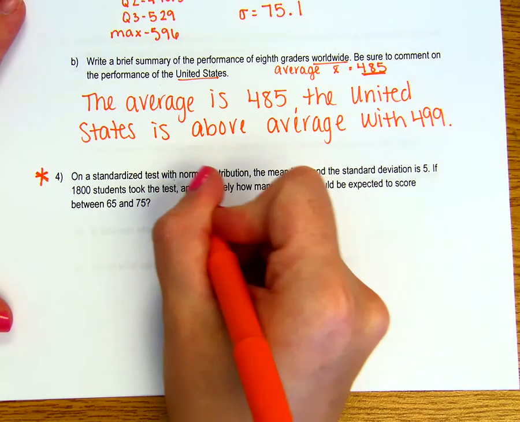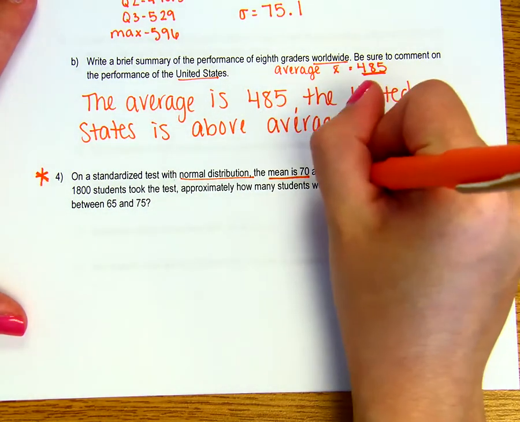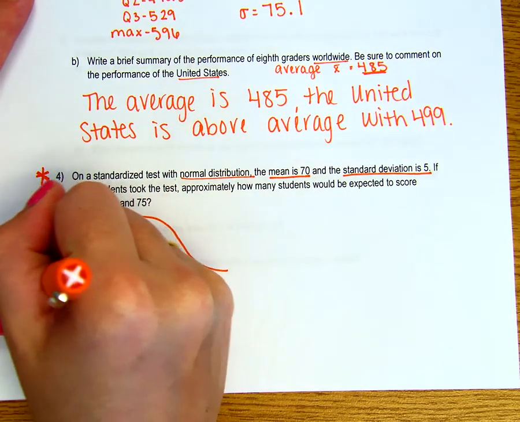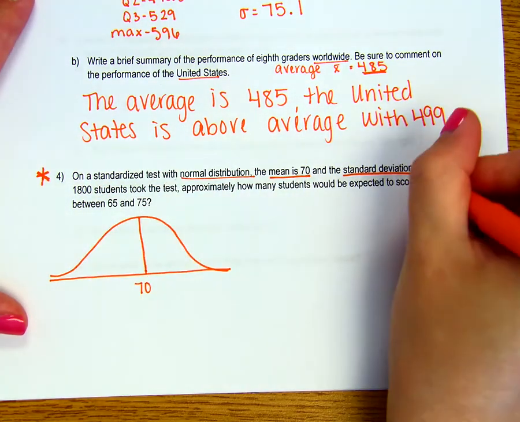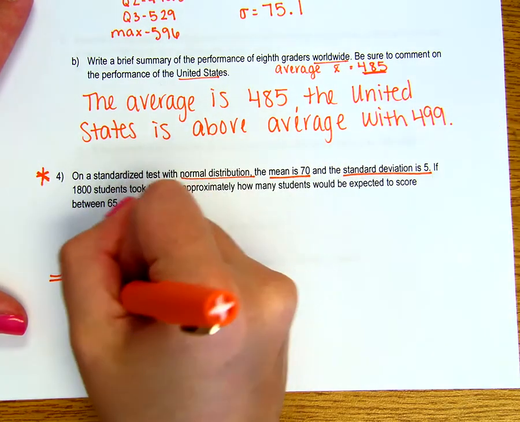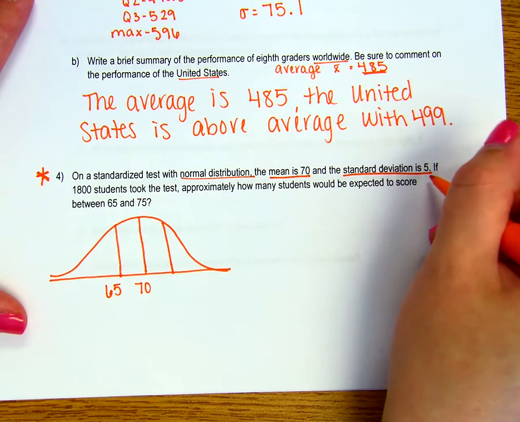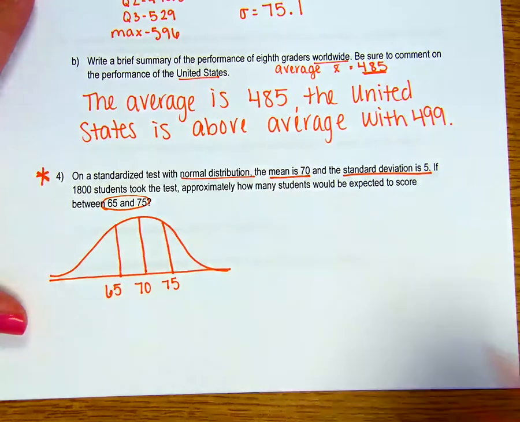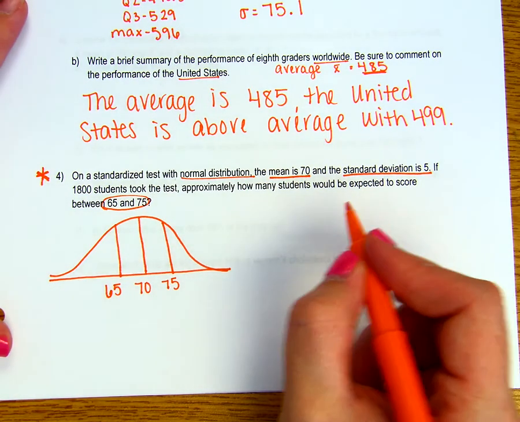So here, we want a normal distribution, so we're going to draw our normal distribution curve. Mean is 70, standard deviation is 5. So we'll start by drawing our curve. The mean is 70, standard deviation is 5, so I can go to the left and to the right. If I go 1 to the left, subtract the standard deviation of 5, 70 minus 5 is 65. Add the standard deviation to the right and I get 75. That's the range that we want in between, so I don't need to find the other two values to the left and to the right. You can if you want to, it's up to you.